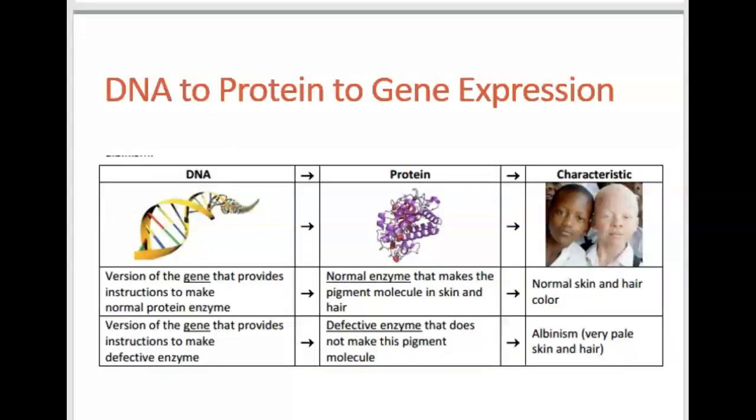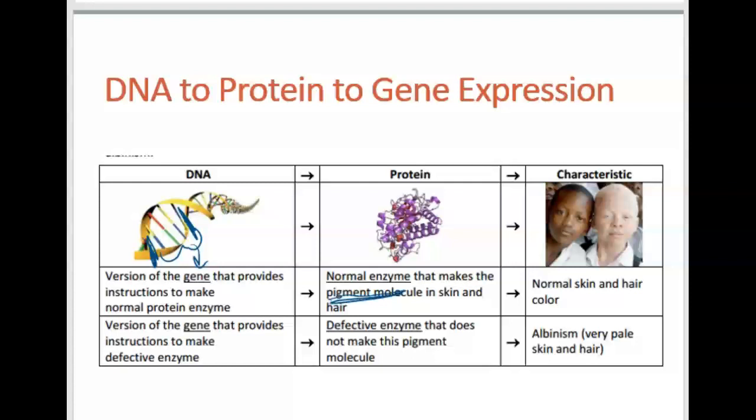Let's look at the big picture again. DNA to proteins to gene expression. So on a strand of DNA, you've got versions of a gene that might exist somewhere along this code here, right? And even though everybody has the same genes, they may have different versions that are expressed at different times. So if we're going to look at two different versions of this gene, the normal enzyme would make a pigment molecule called melanin, not melatonin, that one makes you sleep, melanin in the skin and hair.